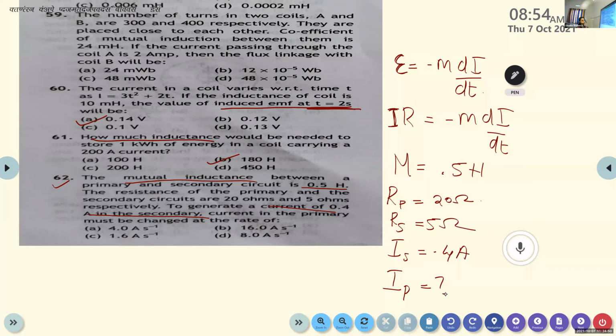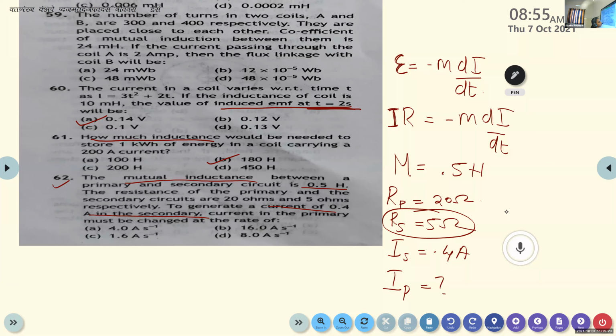So here we have induced EMF is equal to minus M into di by dt, where M is the mutual inductance. But here we don't know the value of induced EMF. But it is a phenomenon of mutual induction. That is, if the EMF associated with one coil changes, it will induce a current in the nearby coil. That is the phenomenon known as mutual induction. So here we know the value of current and resistance of the secondary coil, so we take the resistance of the secondary coil, that is RS.